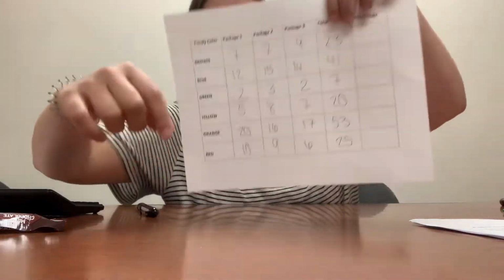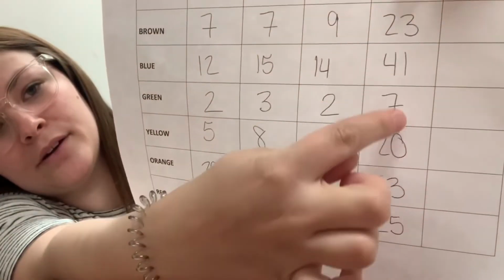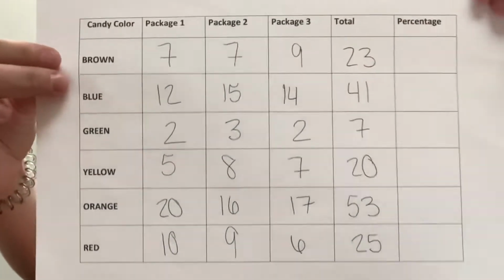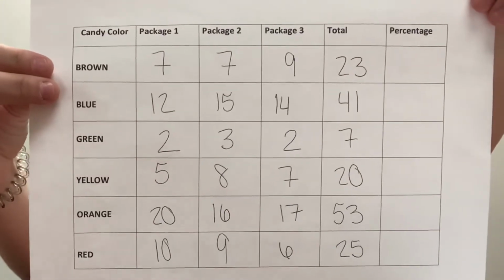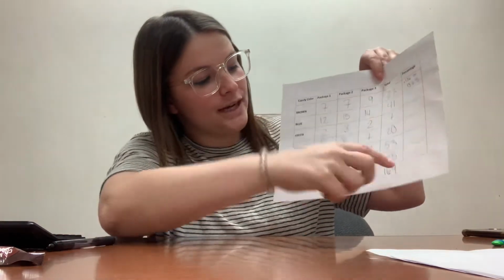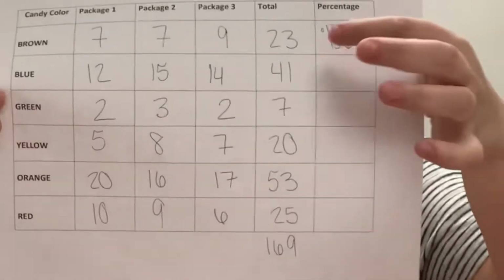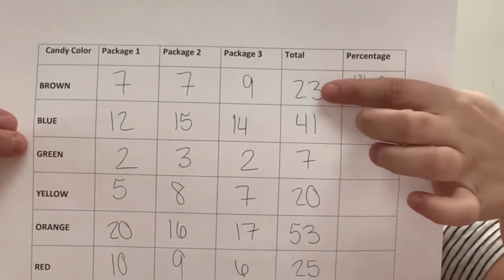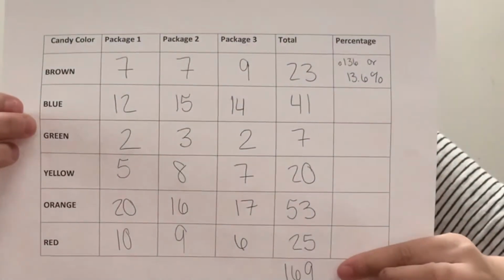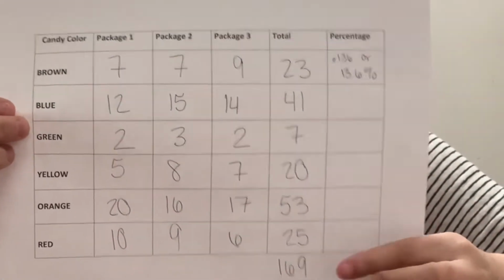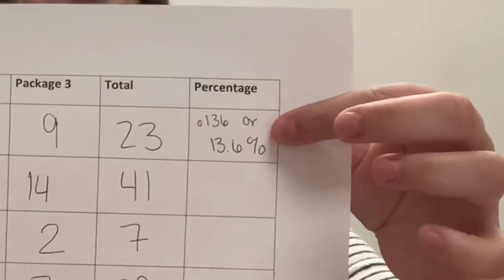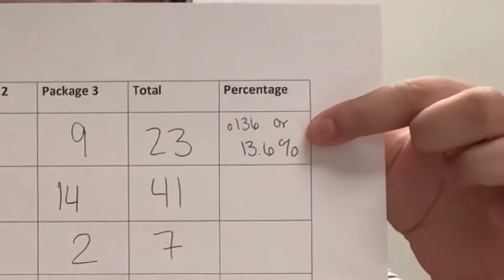So now that we have the total column filled out per color, we're going to add all of our total column together so we know how many M&Ms there were between all 3 packages regardless of color. Now let's calculate the average percentage of each color. So what we're going to do is take our total number for each color and divide it by the number of the total M&Ms. So, for example, our group had 23 brown M&Ms, and there were 169 total M&Ms from all 3 packages. So if you were to divide that, you would get 0.136 or 13.6%.